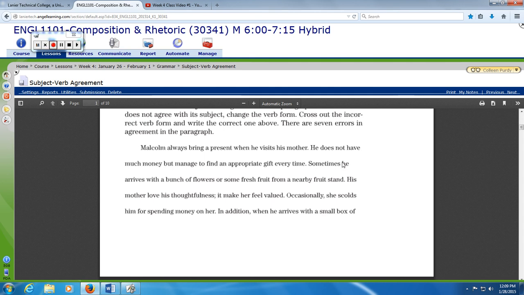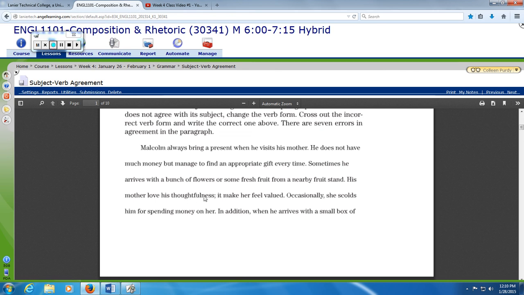Okay? Sometimes, adverb telling when, he arrives with a bunch of flowers or some fresh fruit from a nearby stand. He is your subject, arrives is the verb, both are singular. You're fine. These are all prepositional phrases. With a bunch of flowers from a nearby fruit stand. All prepositional phrases. His mother loved his thoughtfulness. Subject is mother. Mother is singular, so love has to be loves, because loves is singular. Here's the second clause, and this pattern, by the way, is IC, semicolon, IC. You've got this independent clause, semicolon, this independent clause. It is the subject, okay, referring to thoughtfulness.